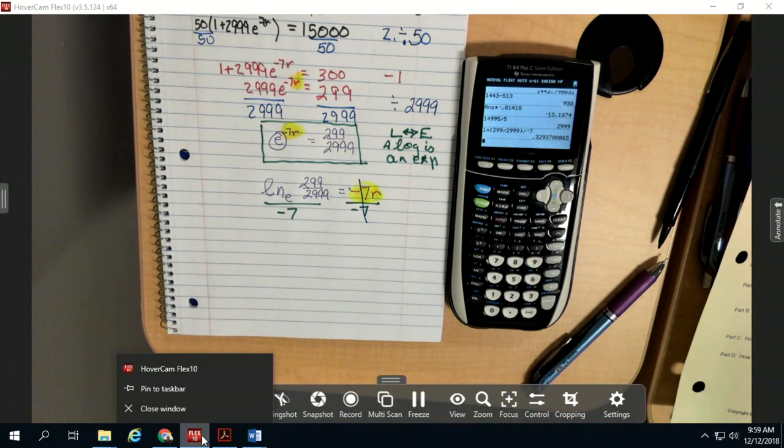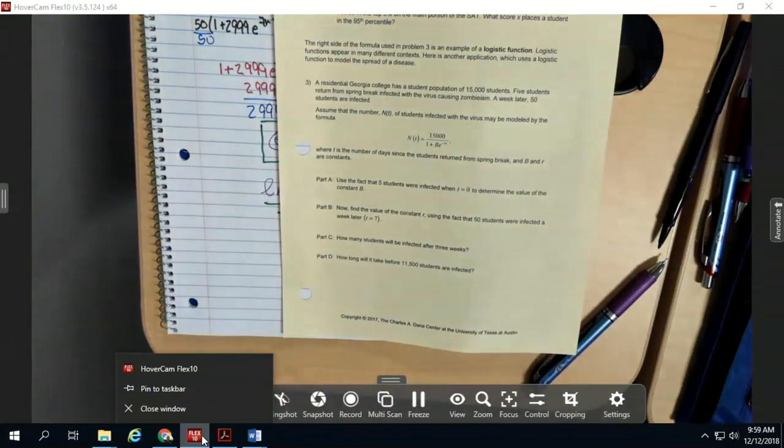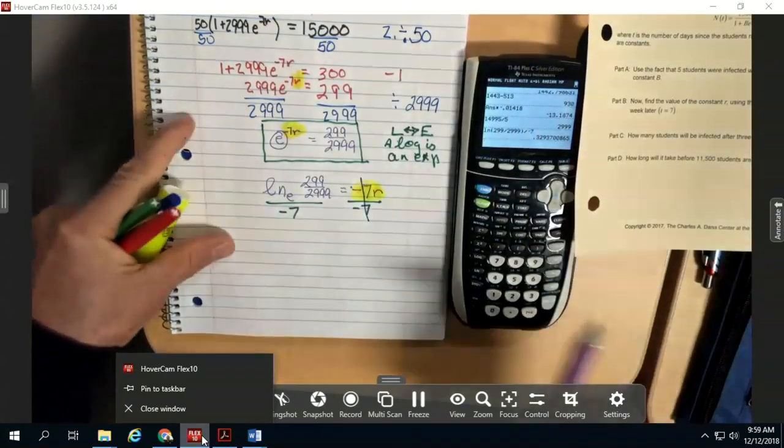Avoid the zombies. I wonder why it was a university, because I would think zombies would be more common at bars than at universities. I don't know. Okay.